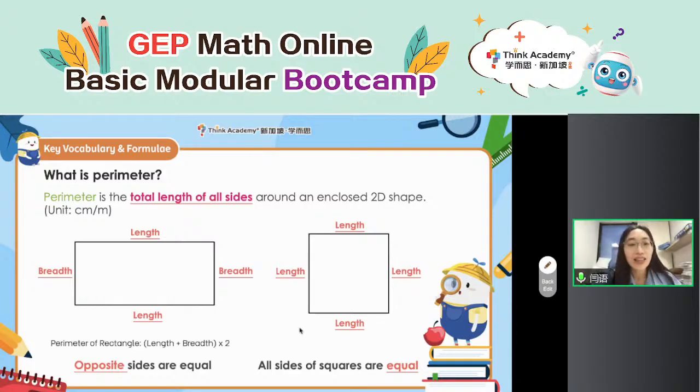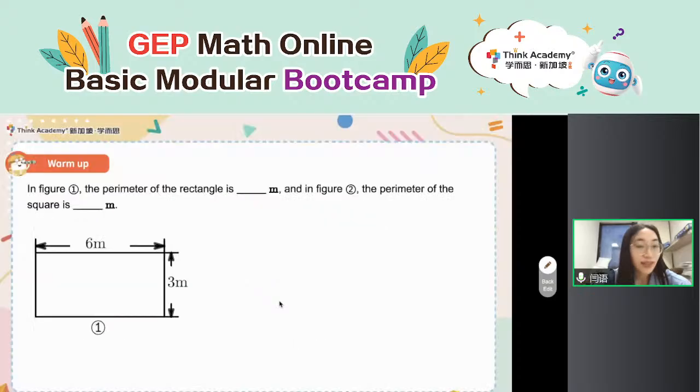Okay, and then following this, pay attention to two formulas. The perimeter of a rectangle is bracket length plus breadth, and then multiply by 2. Then what about the perimeter of a square? That is the length times 4, since all sides are equal. Now, let's do a warm-up question.